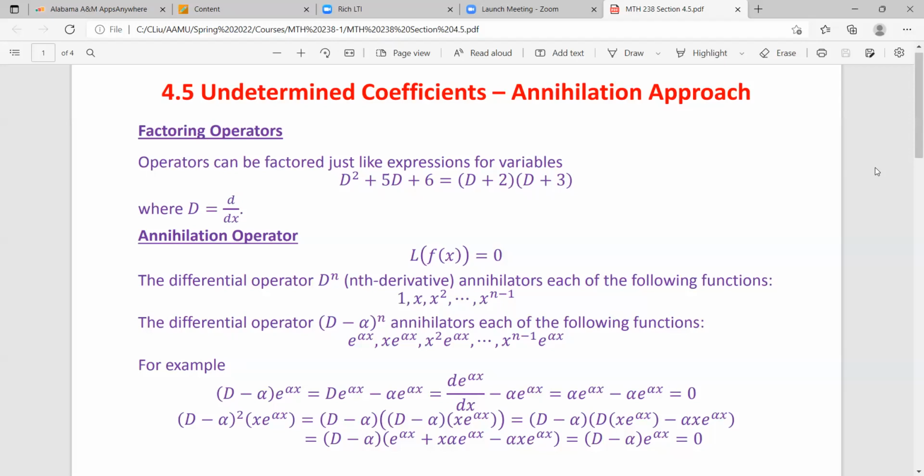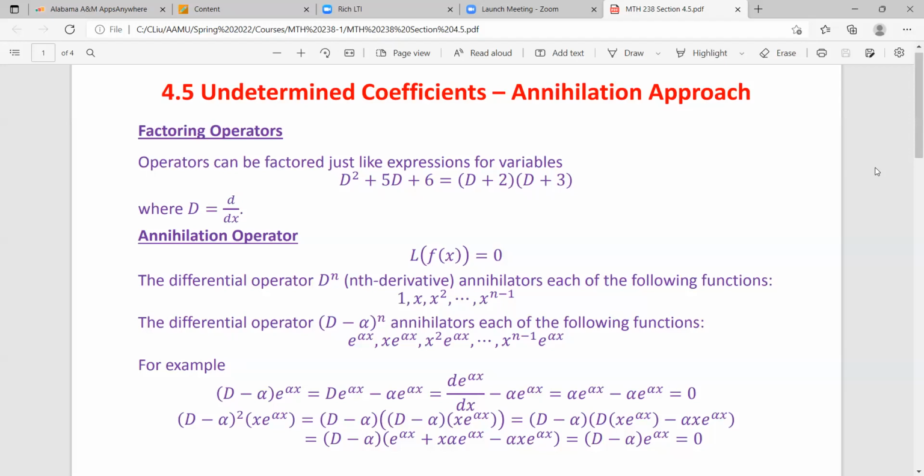And there are two different approaches. We already talked about the superposition approach in 4.4. Today we're going to discuss another approach. It's called the annihilation approach. Specifically, we're going to use operators.